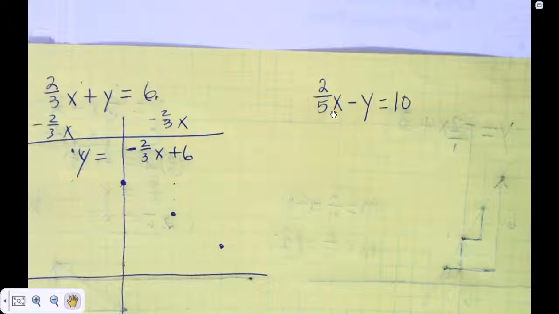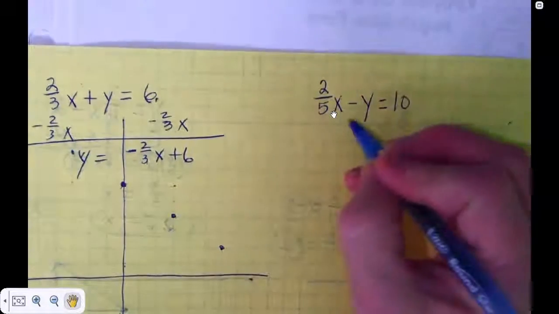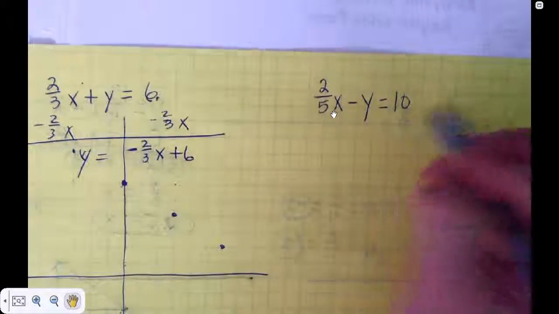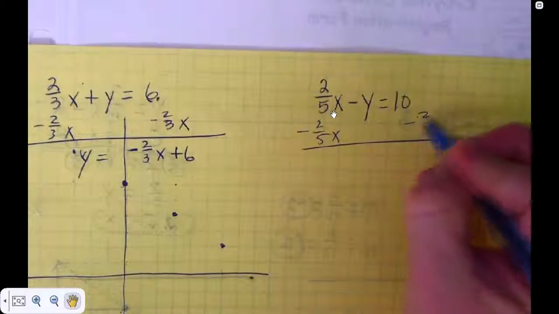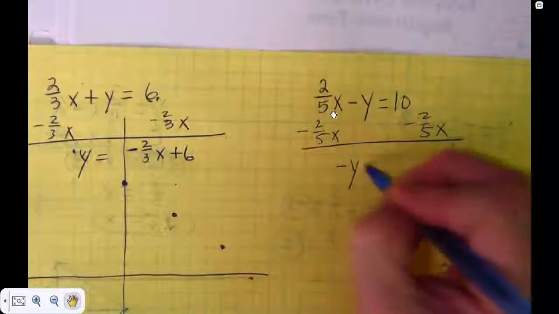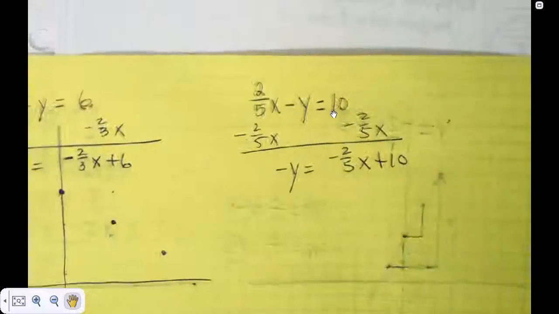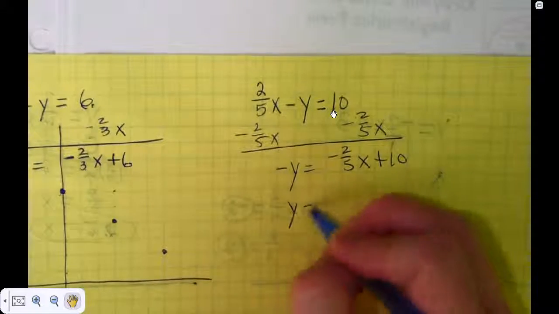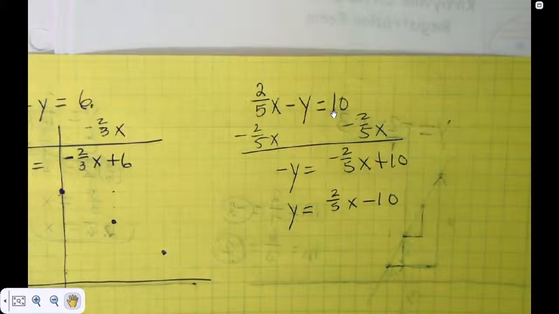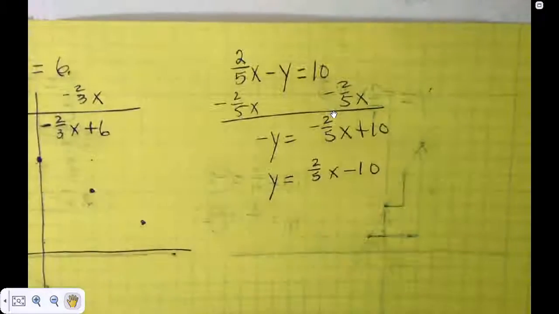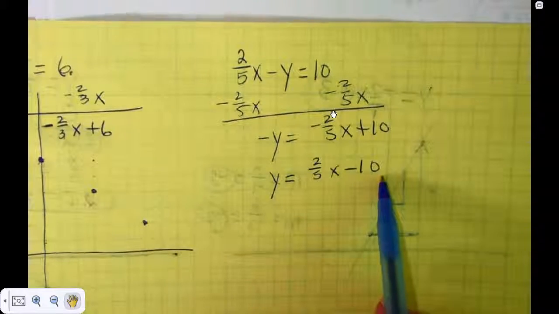Okay, so first you had to do what? You're going to subtract 2/5 x, huh? So negative y, because I'm graphing it. I'm not doing standard form. I'm trying to graph it. So y equals 2/5 x minus 10. So far so good? Y equals 2/5 x minus 10.